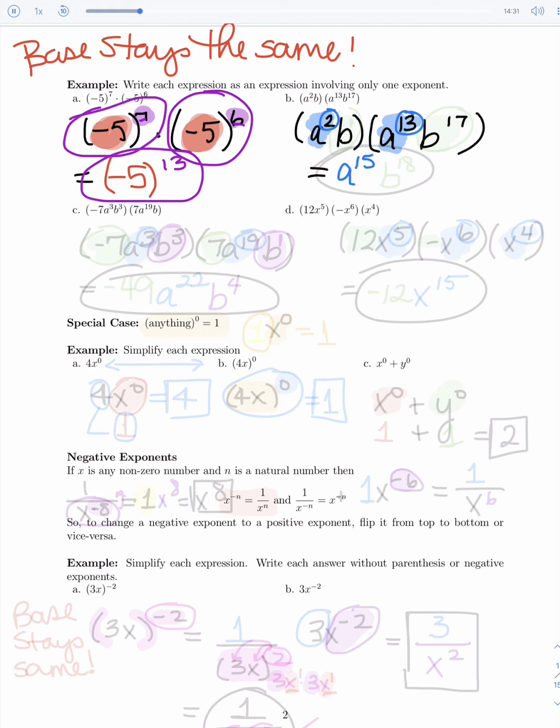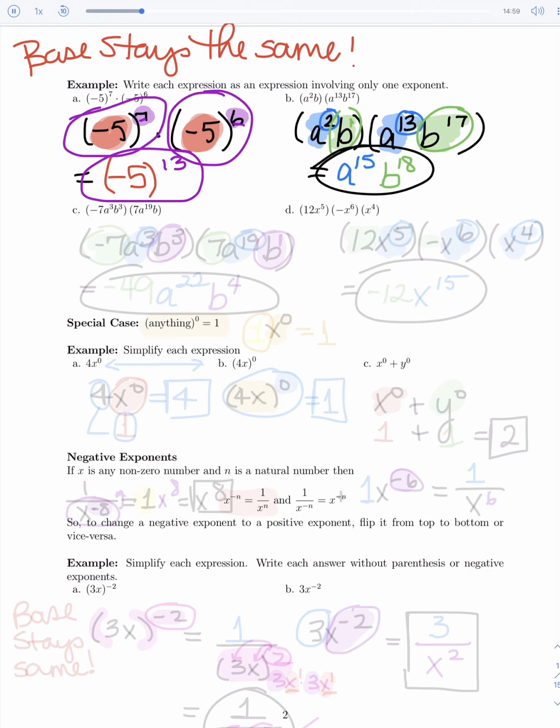Now I can do the same thing with the b's. I've got a b and then 17 more b's. Remember that first b means I do actually have one there. So when I combine them, the base stays the same. I'll still have only b's. I'll have 1 plus the 17 is a total of 18 b's. And that's my final answer. A to the 15th, b to the 18th. That's it.